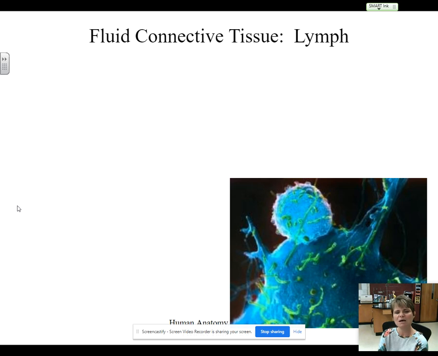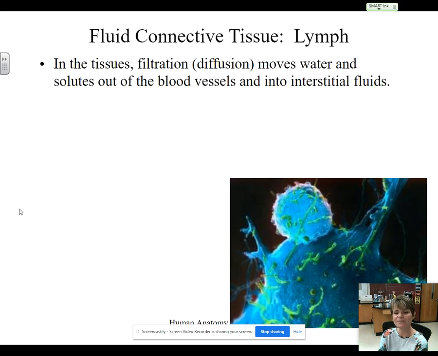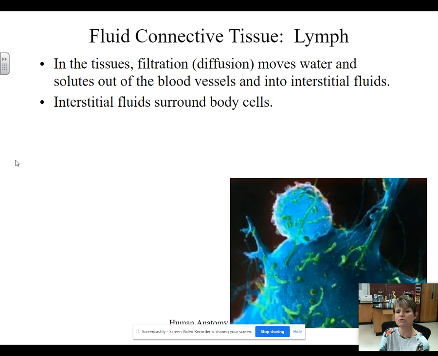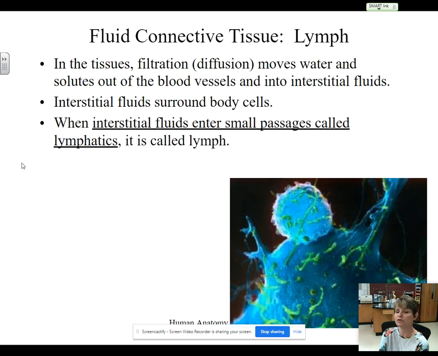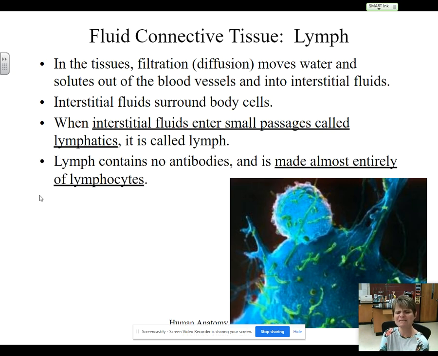Okay, the last type of fluid connective tissue is lymph. Lymph is the only other fluid connective tissue besides blood. Basically, in your tissues, you have interstitial fluid, which is just like a liquid. This interstitial fluid filters into your lymphatic vessels and goes through your lymph nodes. Once it enters those lymphatic vessels, it's called lymph. It is made up about 99% lymphocytes. No antibodies like blood, just lymphocytes, that are going to be perusing around your tissues and in these lymphatic vessels, destroying pathogens that may have gotten into your body.